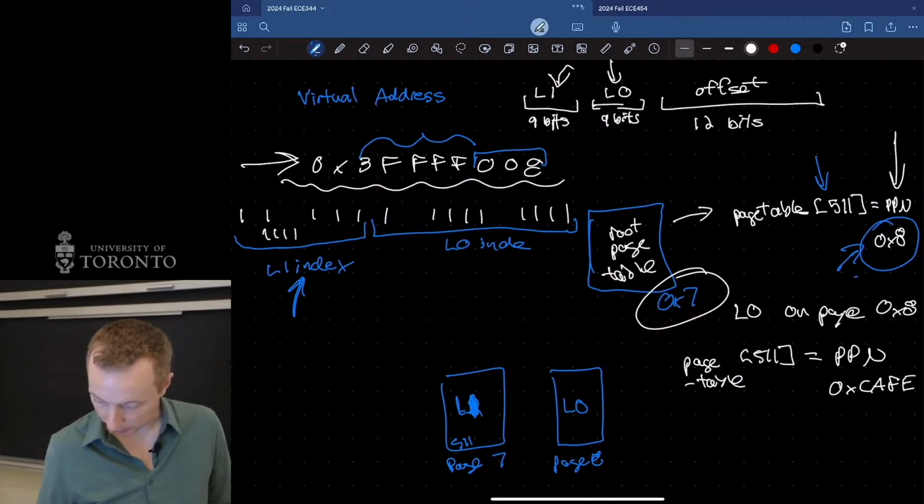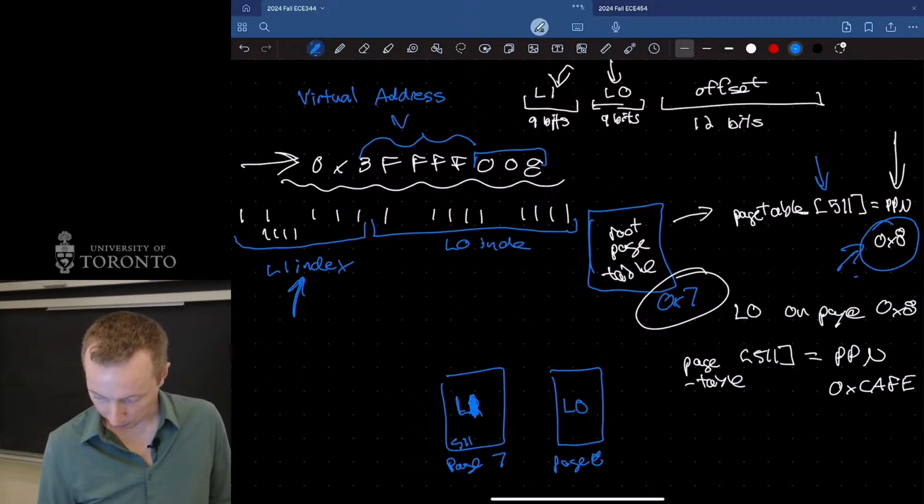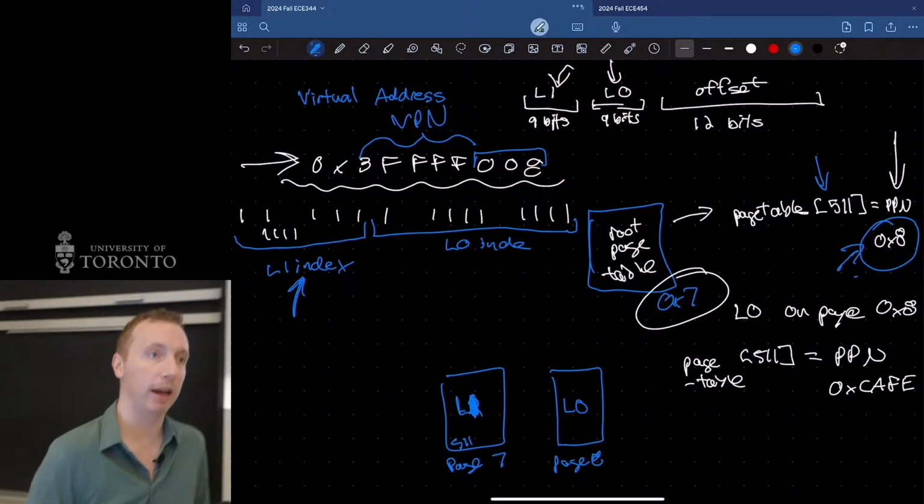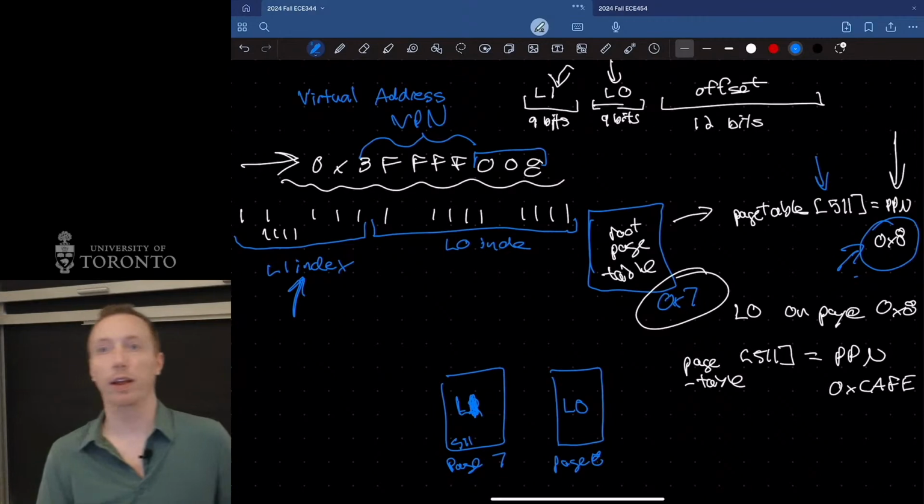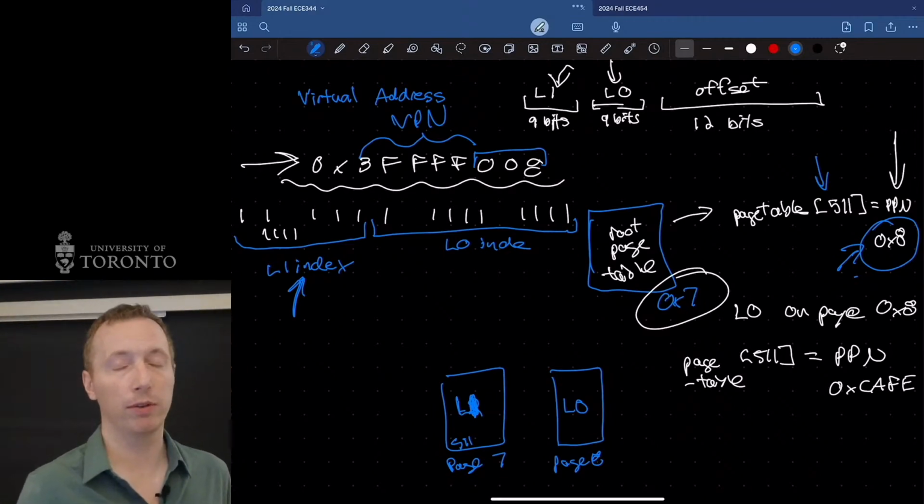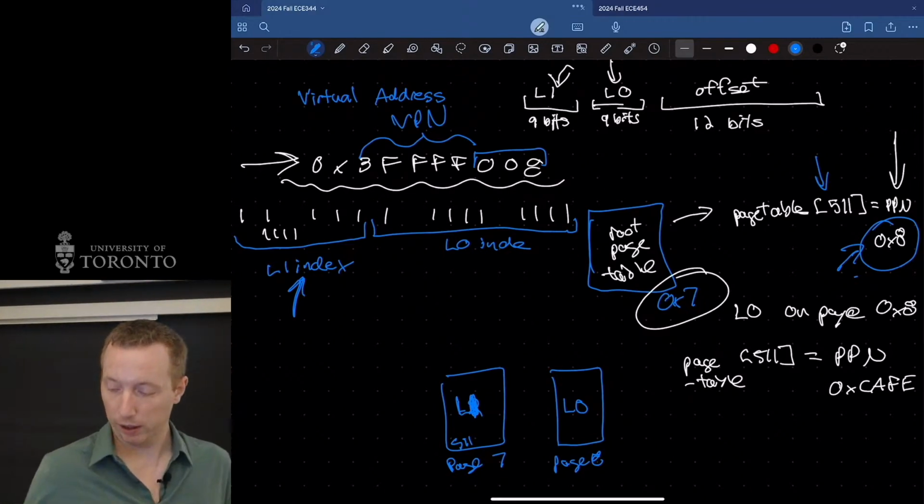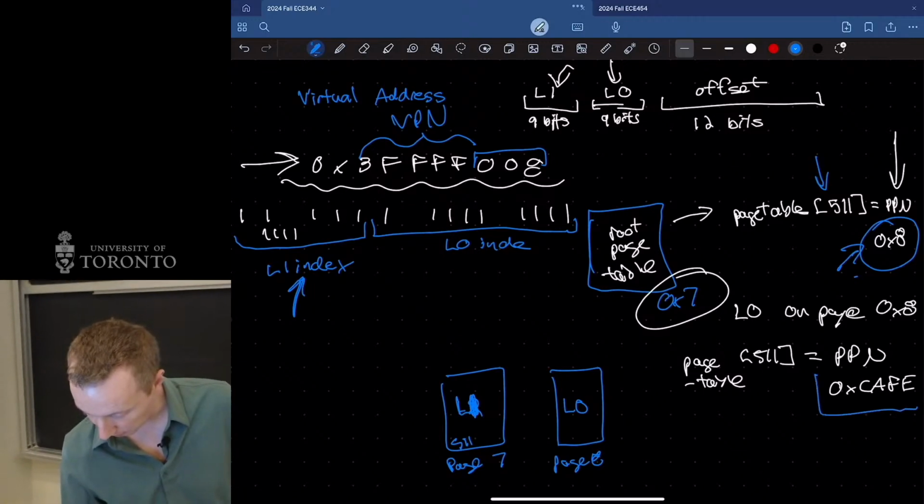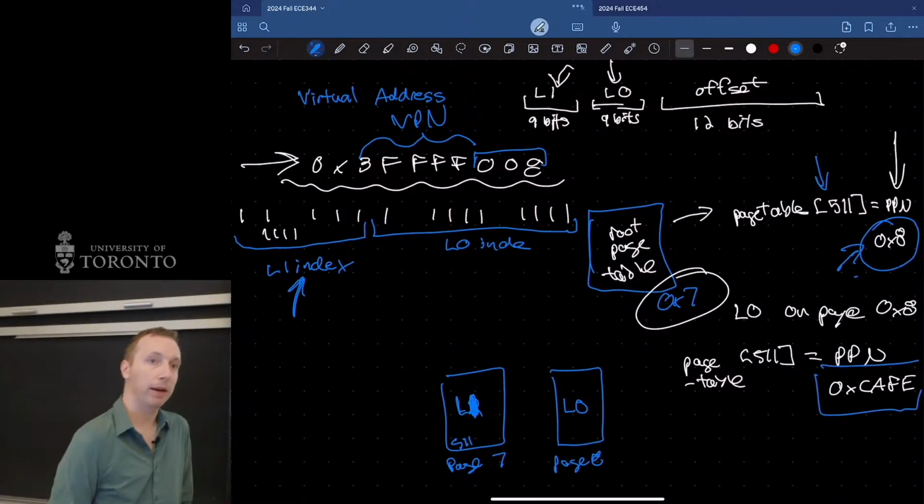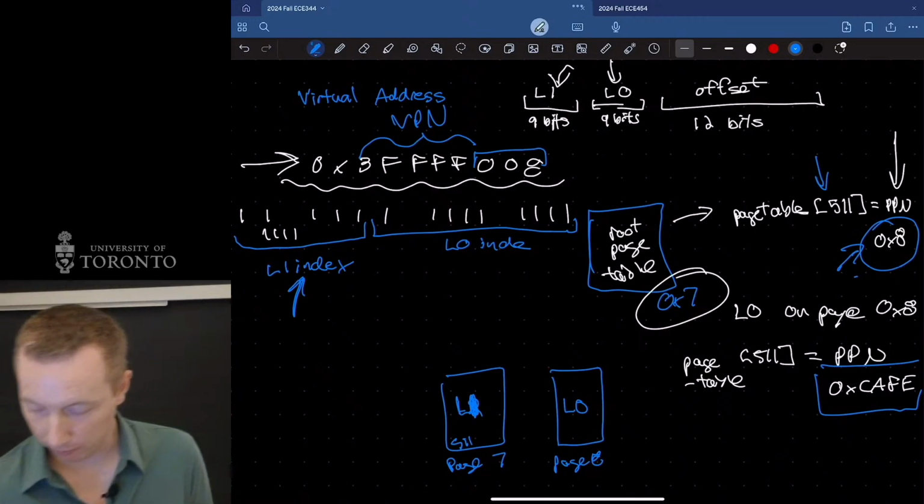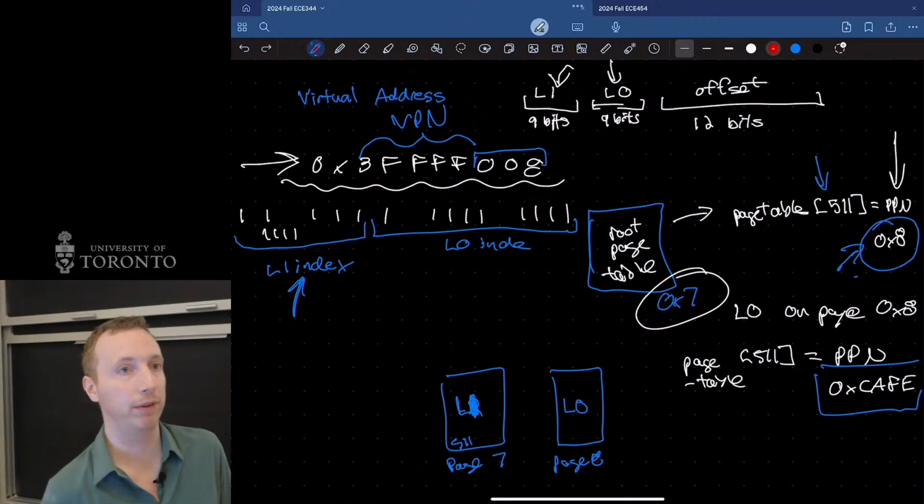So the entire virtual page number before was 3FFFFFF. And then going through, eventually finding in L0 that my last physical page number was this. What is my resulting physical address for the virtual address 3FFFFF008?